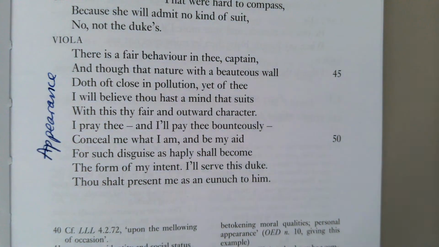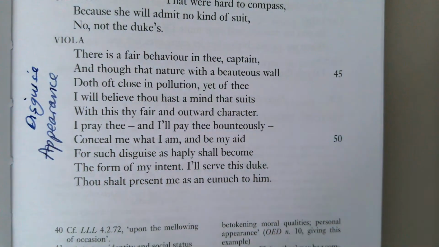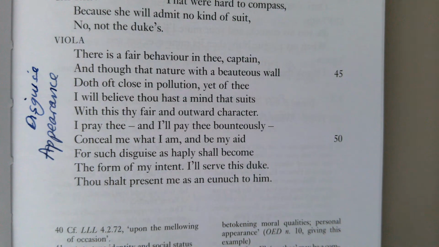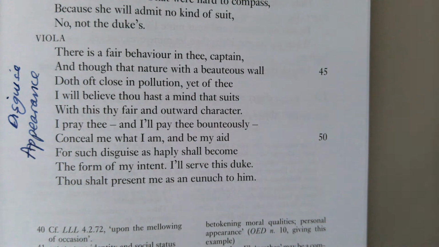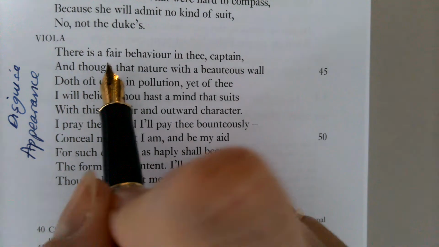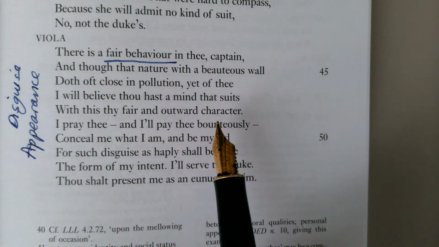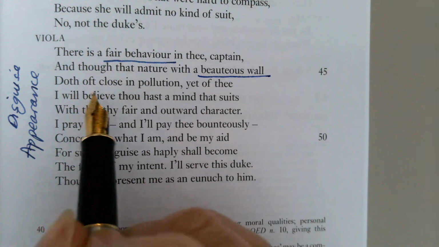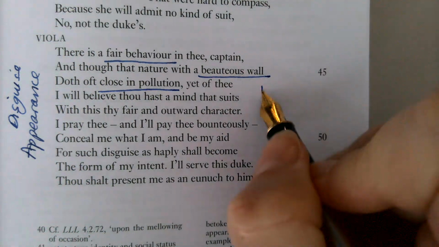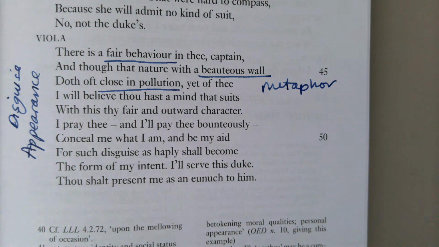One of our key themes in this play is that of appearance and disguise. And Viola now shows that she's quite canny, she's quite worldly wise. She decides that she will trust the captain. And she trusts him because of his fair behaviour. Although she does recognise that often a beauteous wall closes in pollution. So we've got another metaphor there. A beauteous wall closes in pollution.